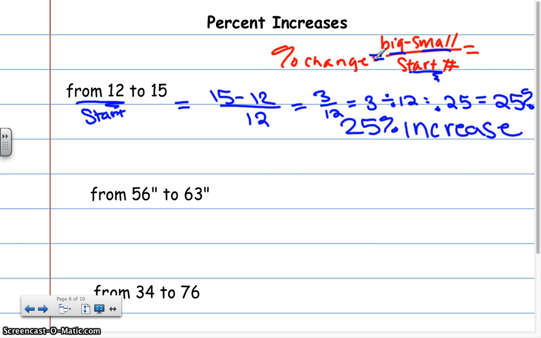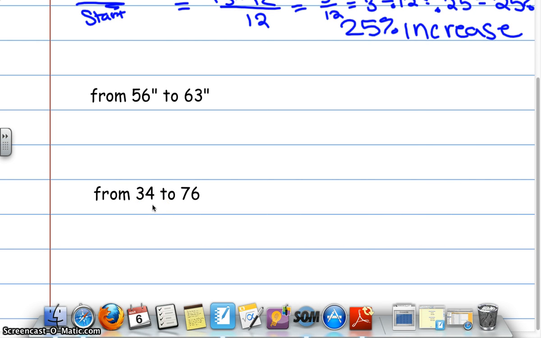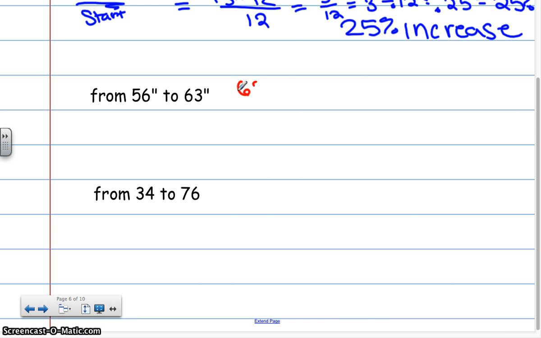Okay, I want everybody to do this next one on either Doodle Buddy or your whiteboard. All right, we are going from 56 to 63, and I want to determine the percent increase or decrease. So my little equation is I do the big, subtract the small. So what's the big number? 63, take away my small number. Where did I start? 56.